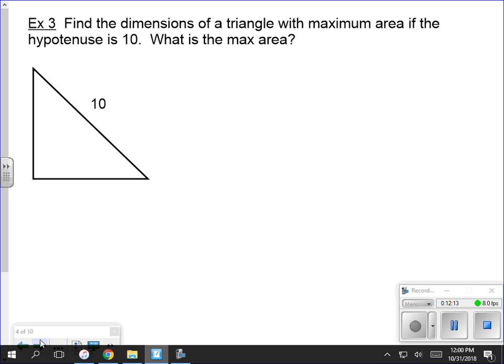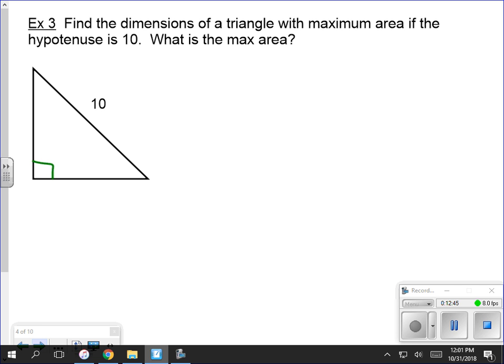Okay, find the dimensions of the triangle with the maximum area if the hypotenuse is 10. Ooh, hypotenuse is an extremely important word. Because if I have a hypotenuse, what kind of triangle do I have? A right triangle, because only right triangles have hypotenuses. It's only a hypotenuse if it's a right triangle. That makes it muy importante.